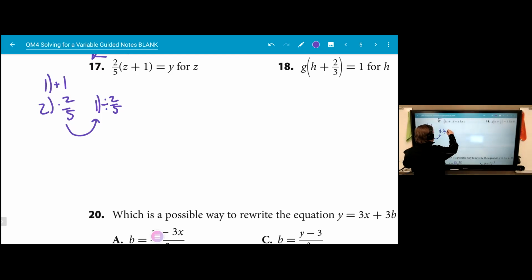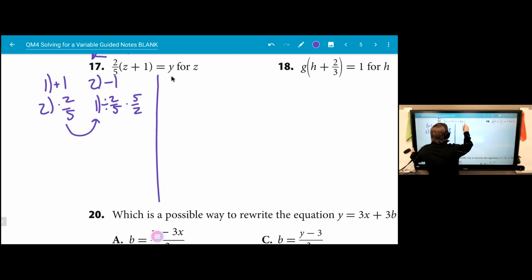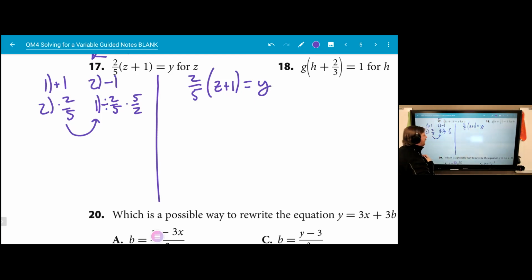So I'm actually going to multiply both sides by 5/2. We'll see why that works here in a second. And then I'm going to subtract 1 from both sides. So let's go ahead and knock this thing out, right? The first thing that I said we need to do is multiply by 5/2.